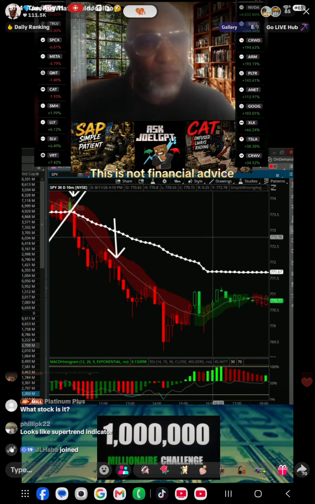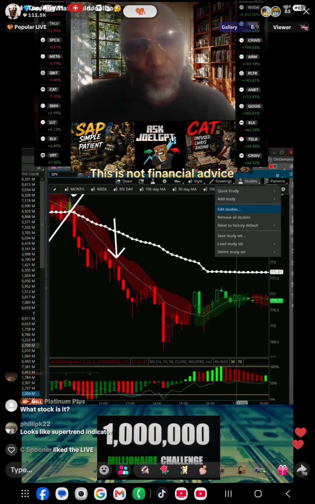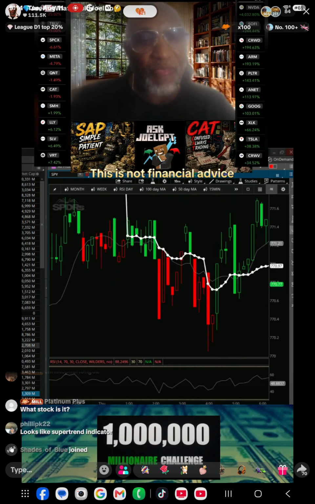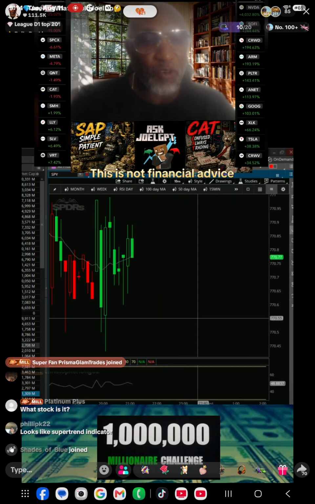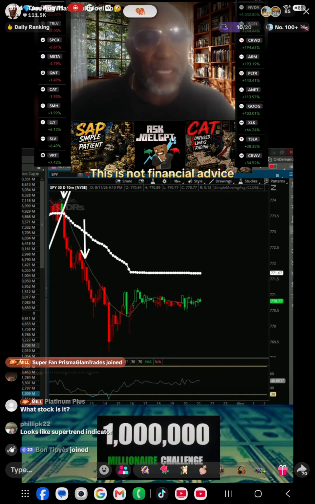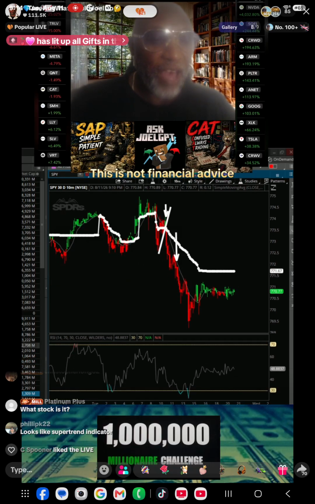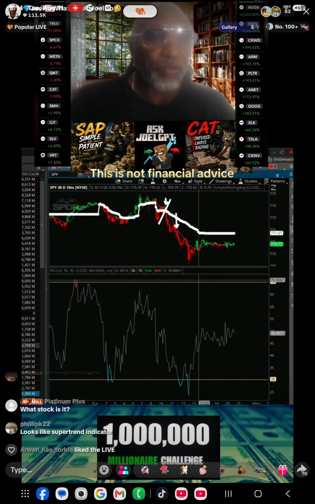What do you guys notice at the bottom of the chart? Let me know in the comment section. What do you guys notice happening at the bottom of the chart after the 10 candles? Do you guys see it? Do you guys see what's happening at the bottom of the candles?